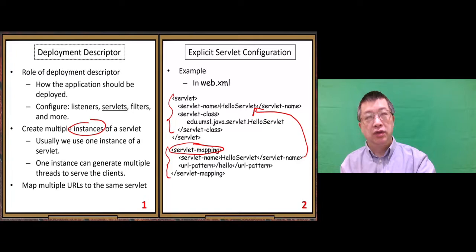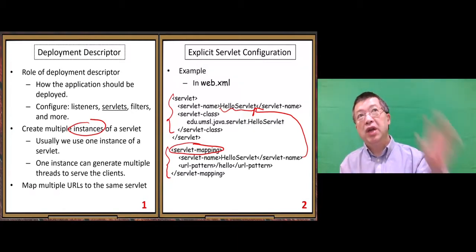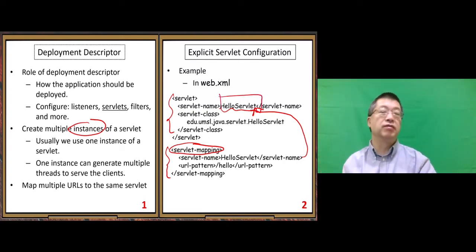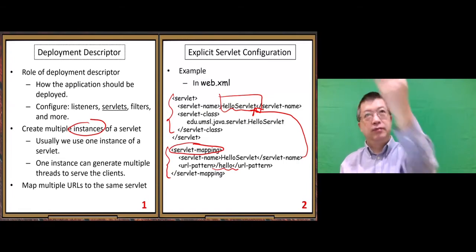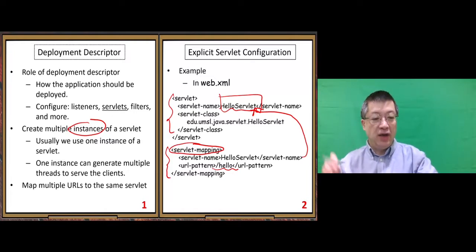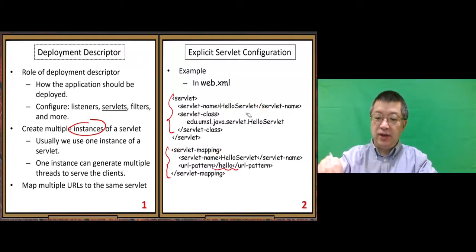So here you can see this is the reason we need to give a name to the servlet. Because later, when we need to connect to that servlet, we use its name as the reference. Then URL pattern. After that, you can use the servlet.